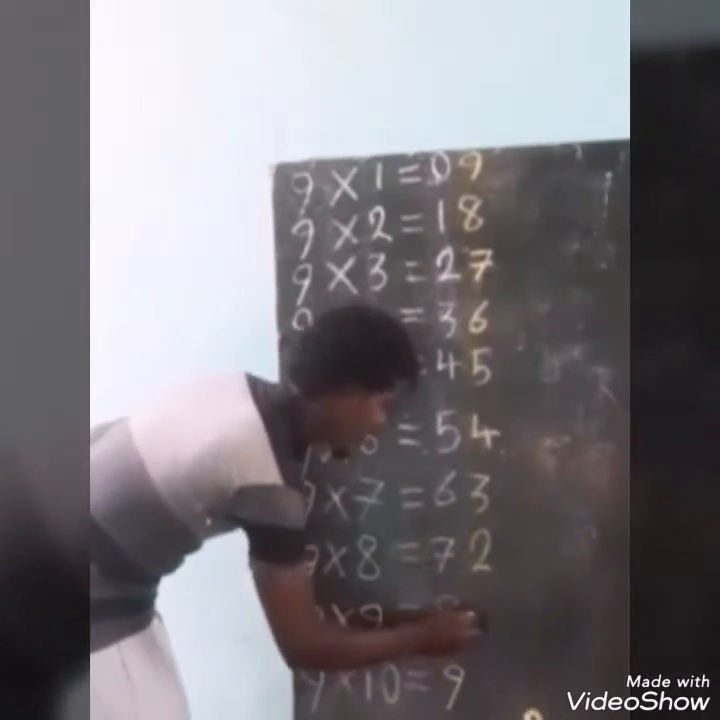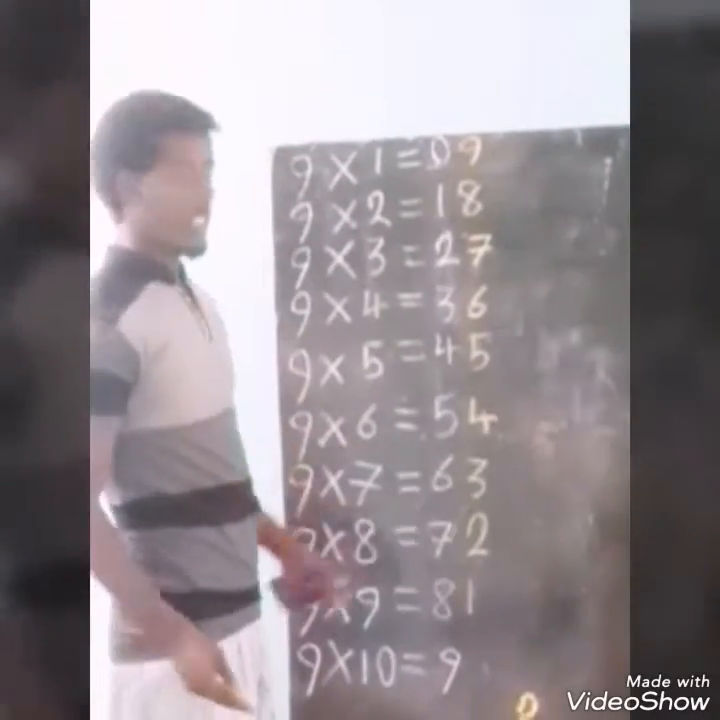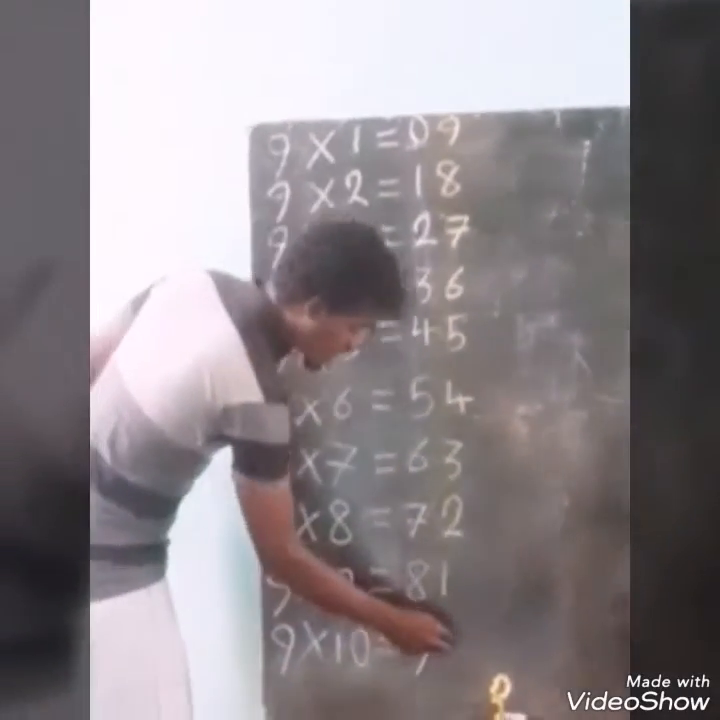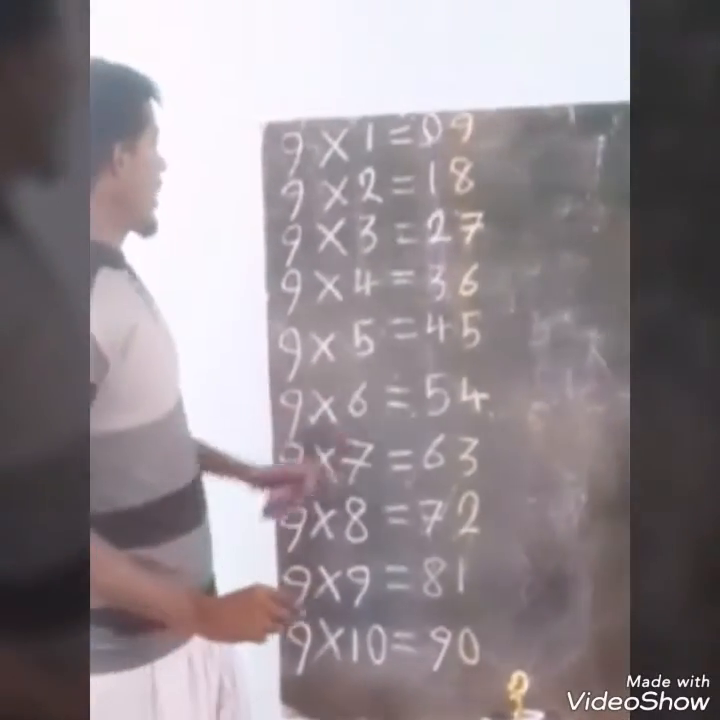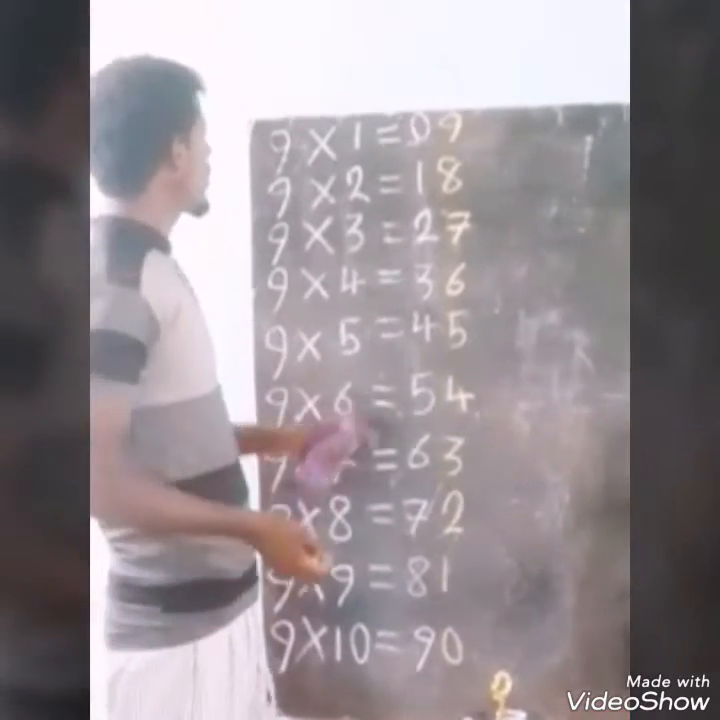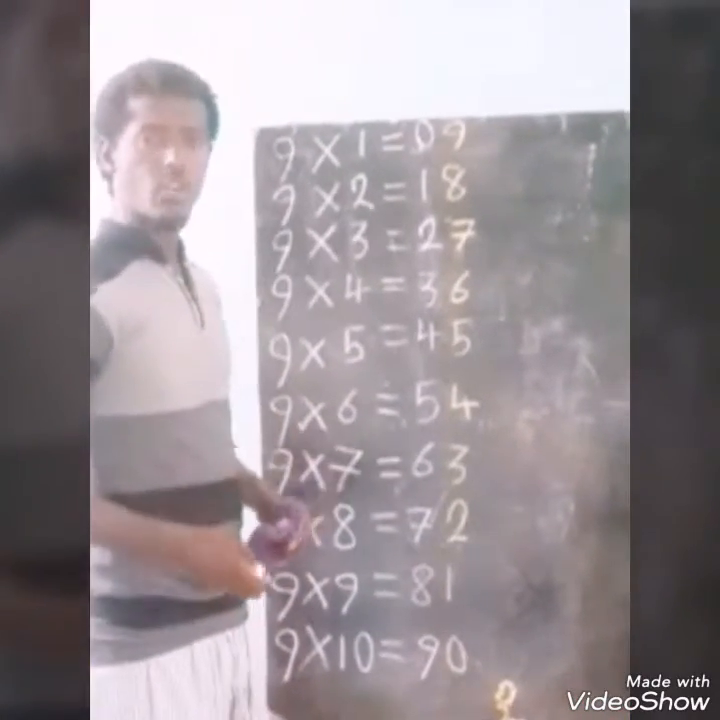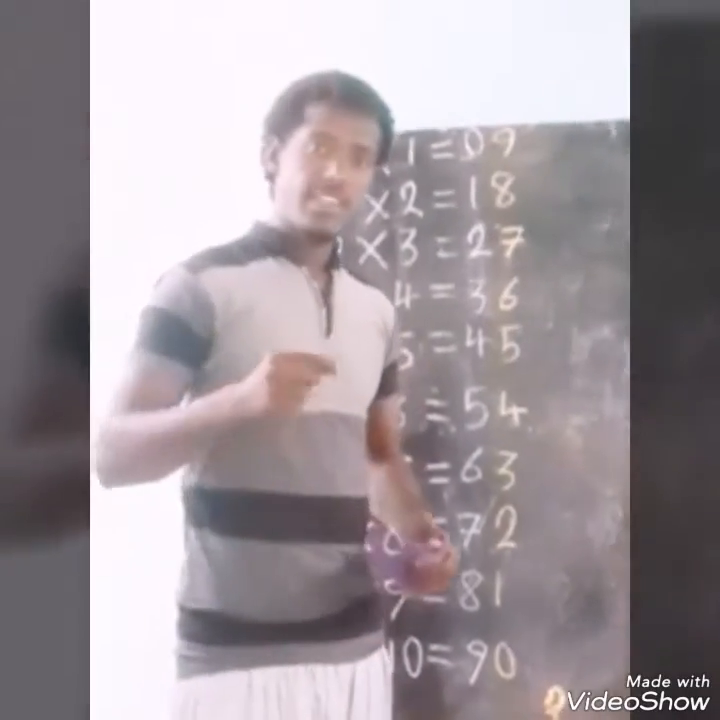And 1. How many remain for 9 to be 10? We are going to write 0 because 9 is 9. So after I finish this technique, we are going to see another technique.